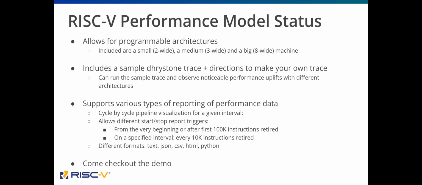So included in the repository, there are 3 architectures, essentially what we call a small core, medium core, and big core, with different dispatch widths, different ALUs, and so on. So it has been pre-configured with 3 different core sizes in mind.